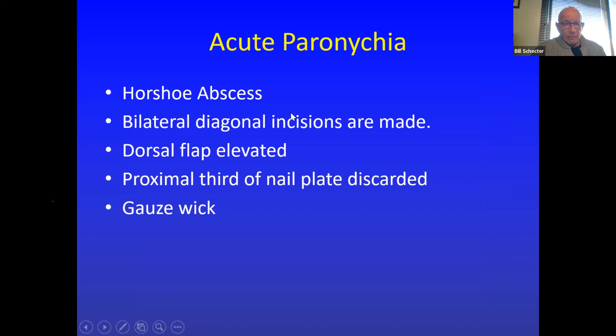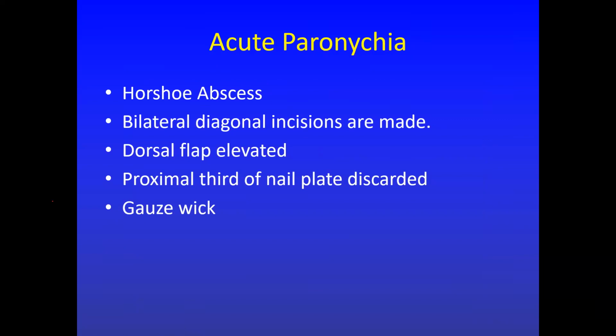And then sometimes you'll be dealing with a horseshoe abscess. That is an abscess that goes from one side of the nail to the other around the proximal part of the nail. And so in this type of situation, you're going to make bilateral incisions. That is, you're going to elevate a flap on the radial and ulnar aspects of the fingertip, and then even elevate a dorsal flap, and then take the nail out.